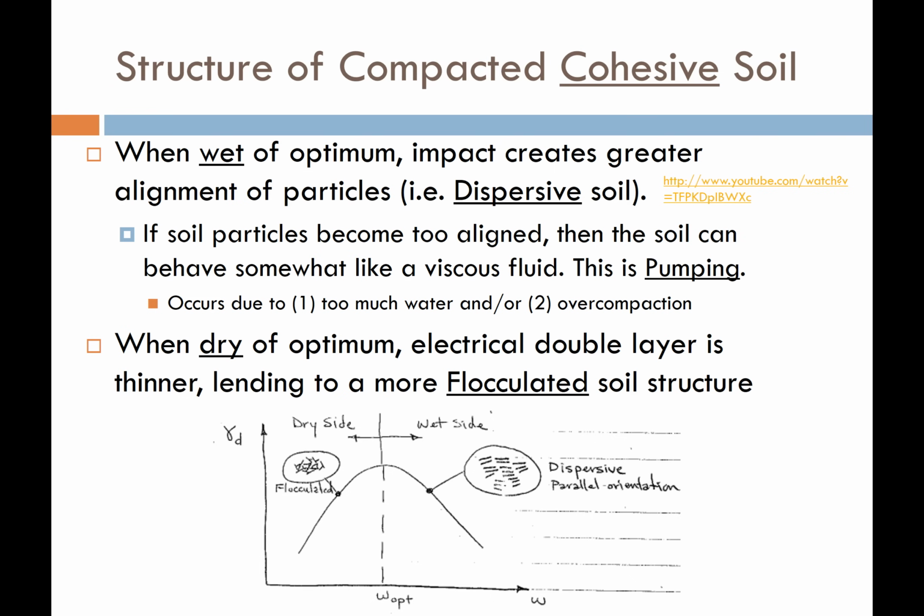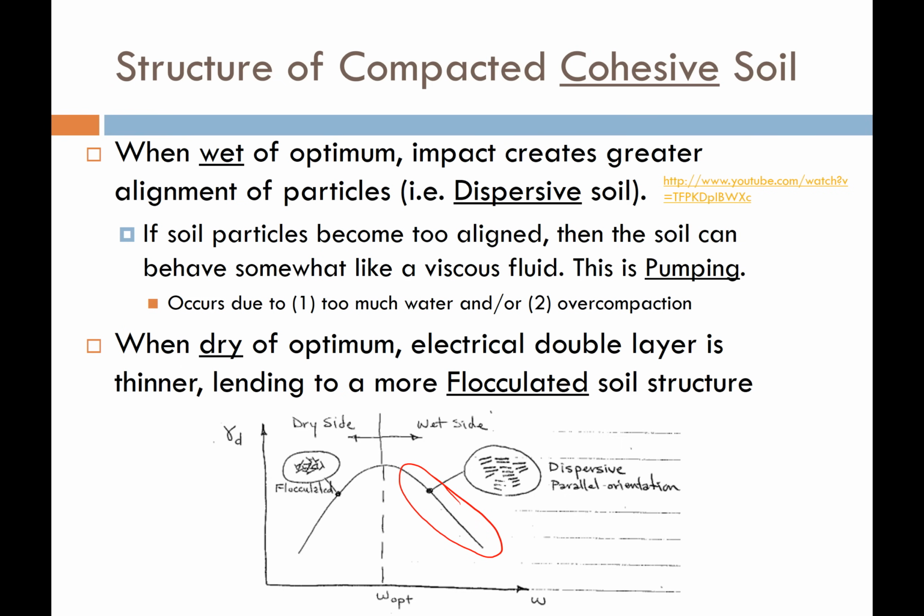So let's talk specifically about the structure of cohesive soil when we compact it. Cohesive soil is interesting because we have the double layers that we have to worry about. Now, when we're on the wet side of the compaction curve, so that's over here, wet of optimum, there's so much water in the soil that the double layers get really thick and the clay molecules get dispersed and spread. And so it contributes to dispersive type behavior.